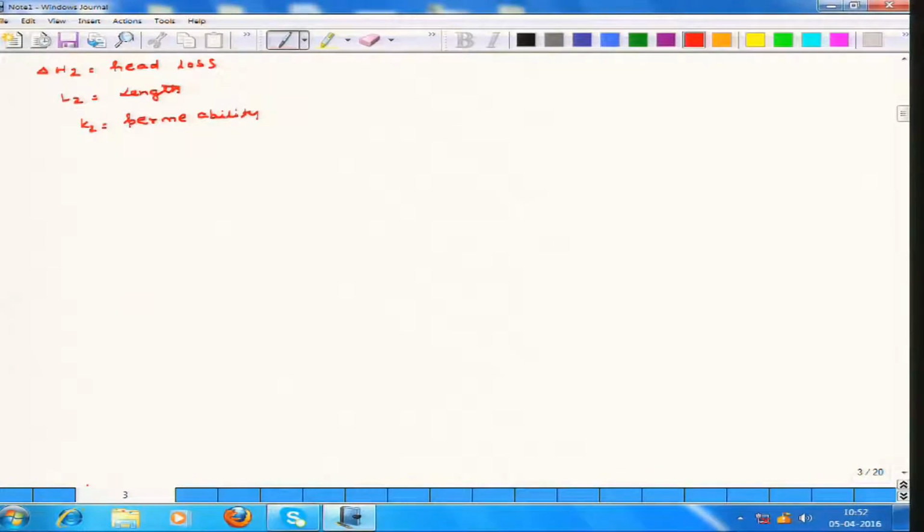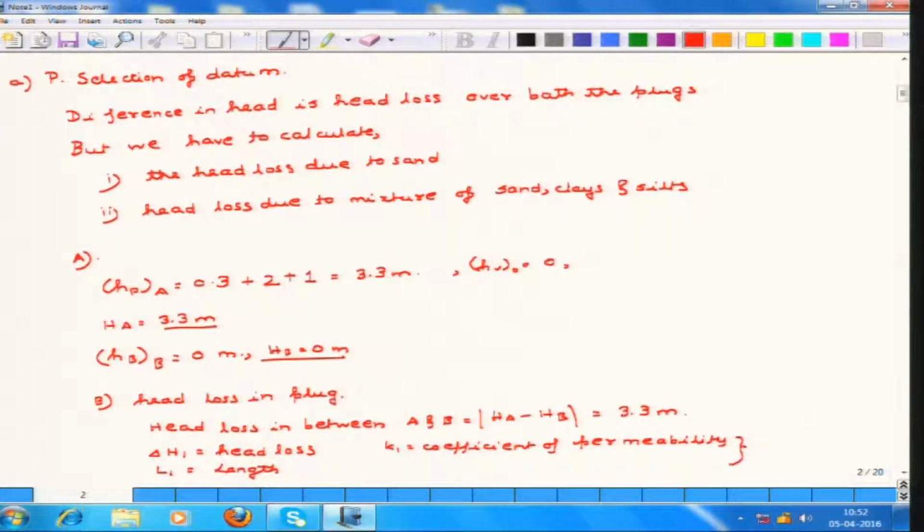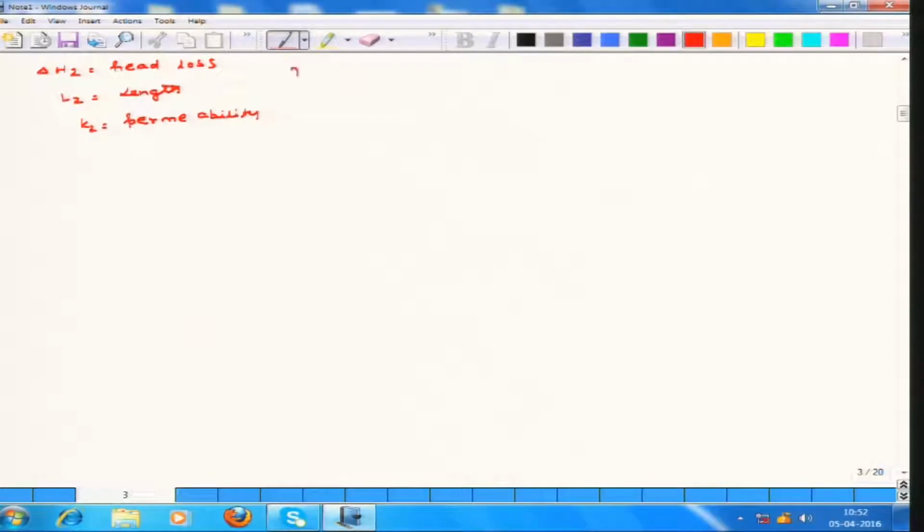Now, we are going to refer to the first clogging as clog 1, this is due to sand entirely, and this as clog 2, this is due to a mixture of silts, sands and clays.